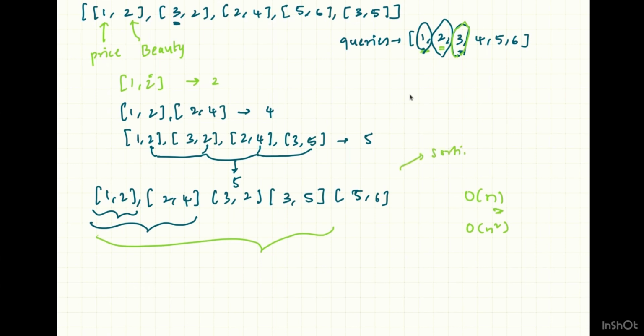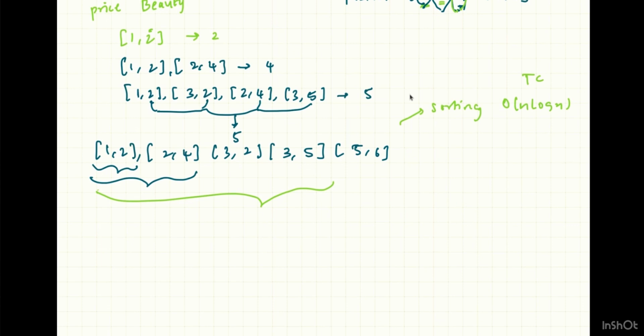For sorting, the time complexity would be n log n, right? So this would be the time complexity for sorting. Our motive is to get the maximum among all the items whose price is less than or equal to our query. We want the maximum among all those things, right? So we can simply iterate once and keep the maximum so far.